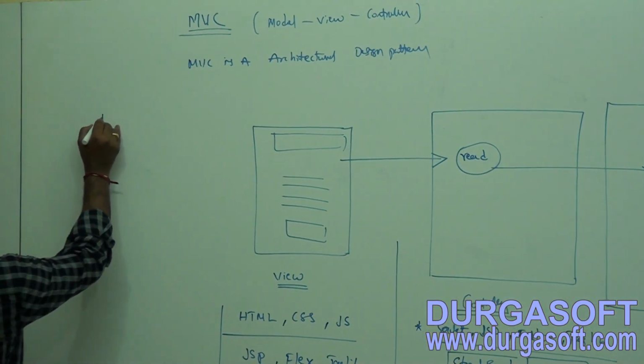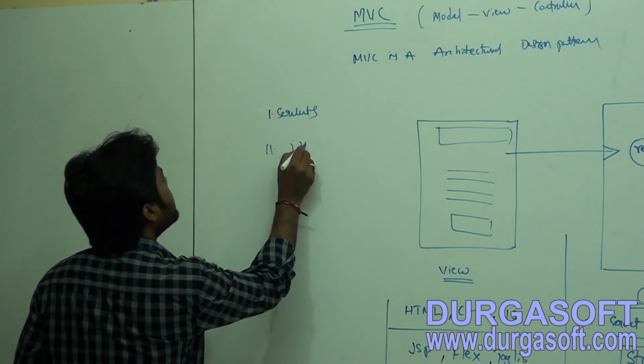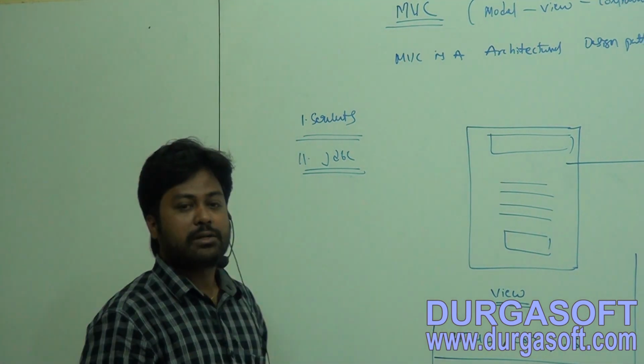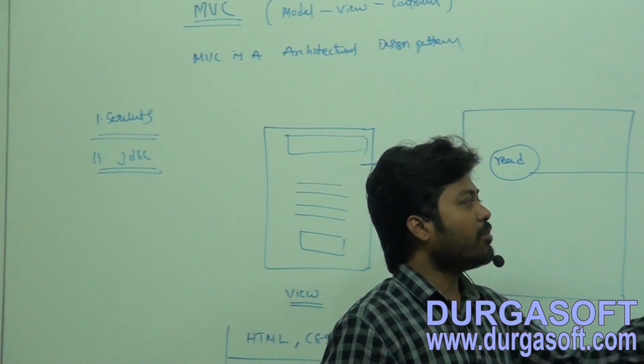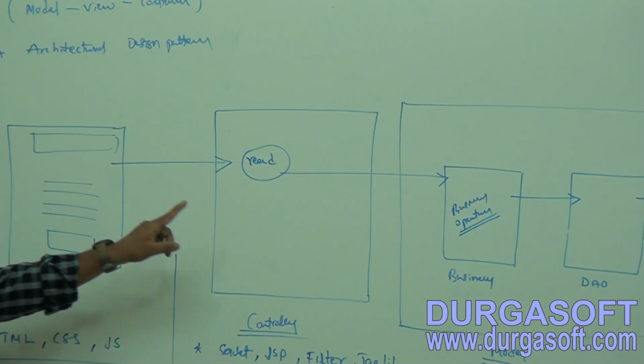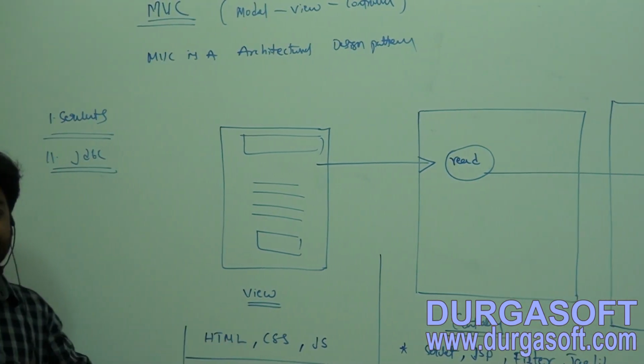We are going to learn servlets and JDBC. Servlets and JDBC we are going to learn here. By using JDBC, what can we do? We can make database operations. By using servlets, what can we do? We can read data which is coming from the presentation layer part. And here we will discuss HTML and CSS also.